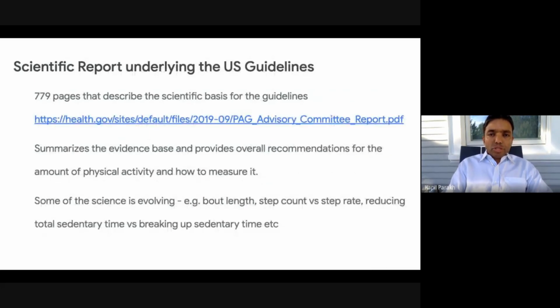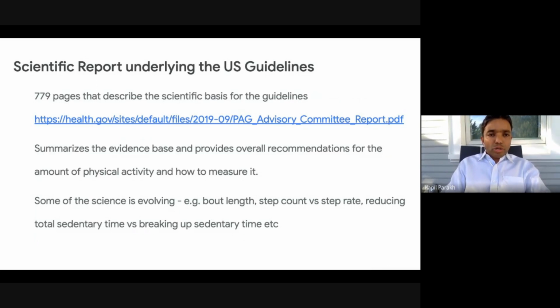The scientific report that underlies the US guidelines is 779 pages long, and that's a lot of virtual ink to be spilled to explain the importance of physical activity and how to measure it. But if you're interested, here is a link to the full report, and you can certainly look at it. Part of this talk is to try and summarize this nuanced guideline into something that's a little bit more actionable in your work.